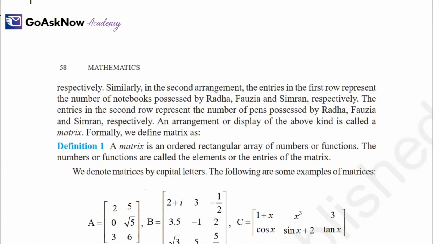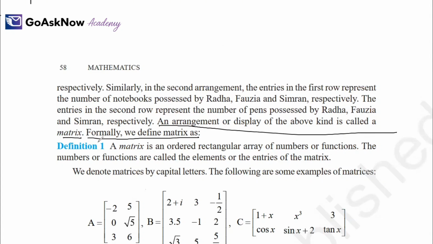and the entries in the second row represent the number of pens purchased by Radha, Fauzia, and Simran. Okay, so here the row and column difference is there, and an arrangement or display of this kind is called a matrix. So this is your important thing.